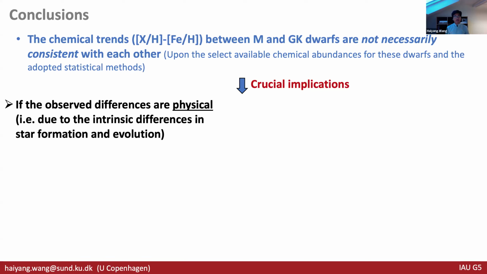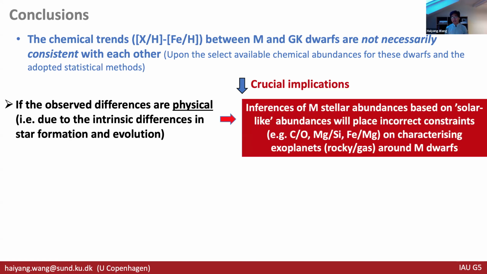If the observed differences are physical, such as due to intrinsic differences in stellar formation and evolution, including atomic diffusion, this implies that inferences of M-dwarf stellar abundances based on solar-like abundances will place incorrect constraints on, for example, carbon-to-oxygen and magnesium-to-iron ratios, and on characterizing exoplanets. And this could be relevant not only for rocky planets, but also for gas giants around M dwarfs.